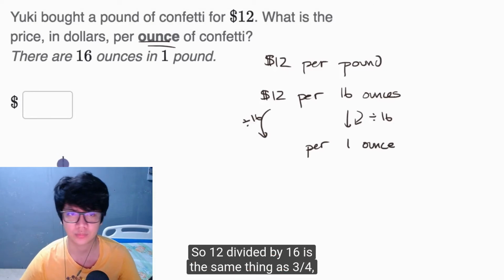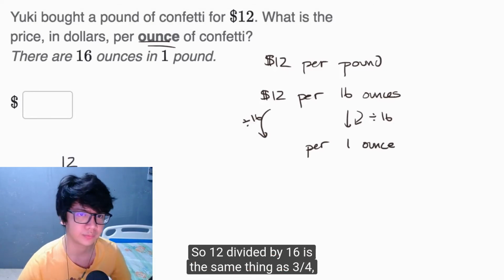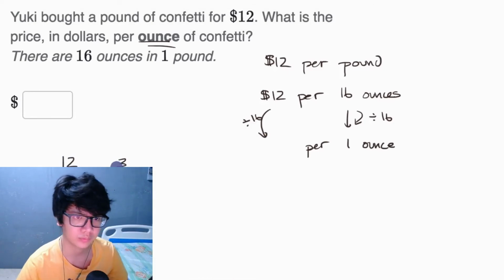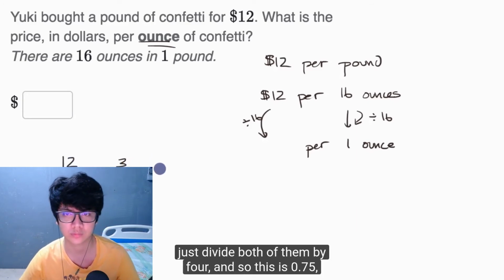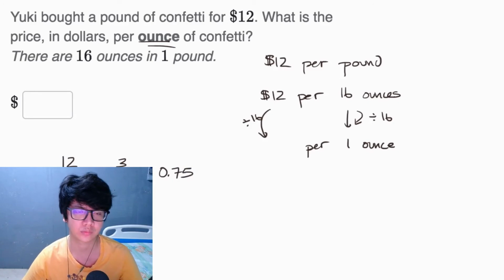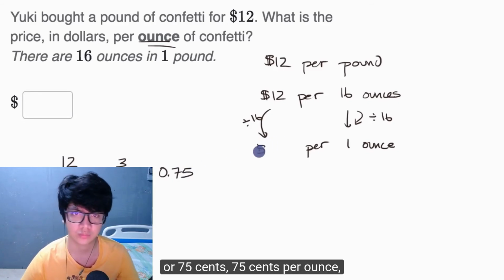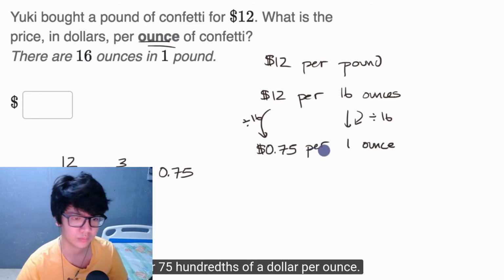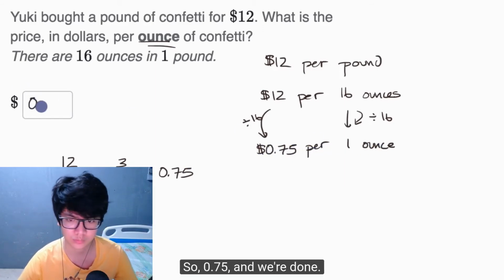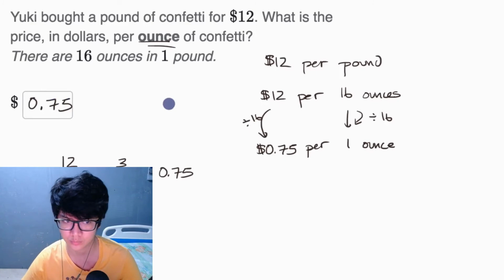So 12 divided by 16 is the same thing as 3/4. Just divide both of them by 4. And so this is 0.75 or 75 cents. 75 cents per ounce, or 75 hundredths of a dollar per ounce. So 0.75. And we're done.